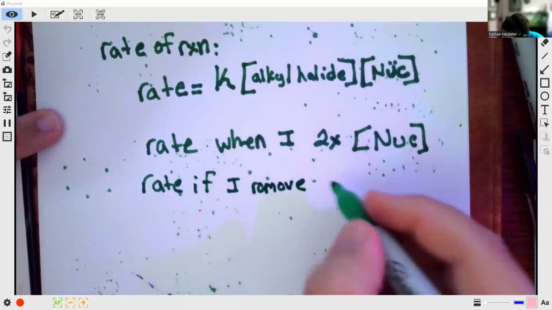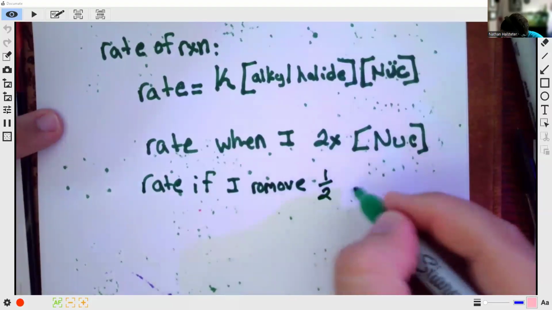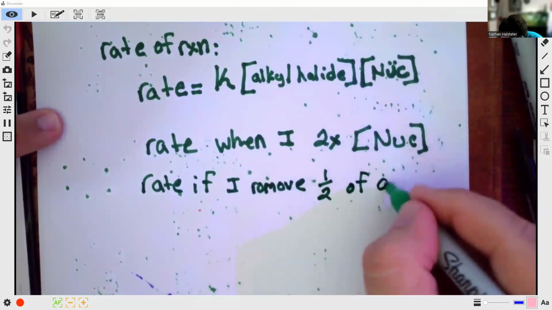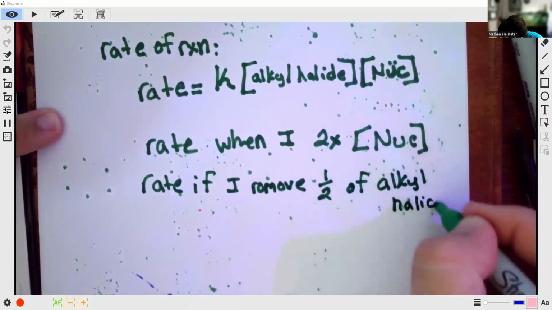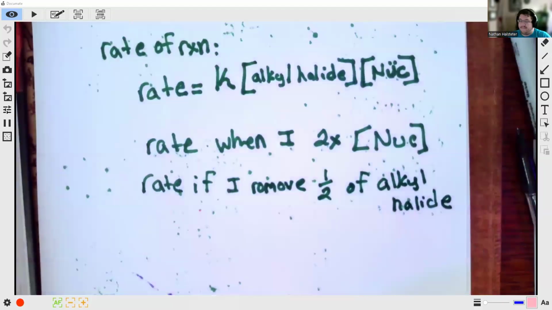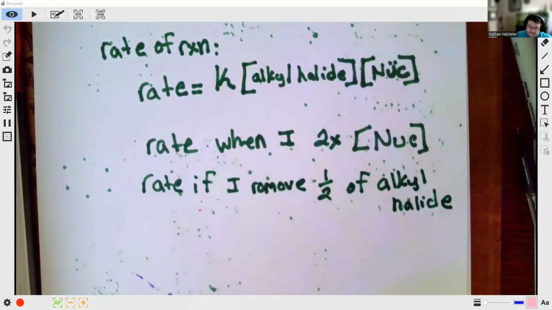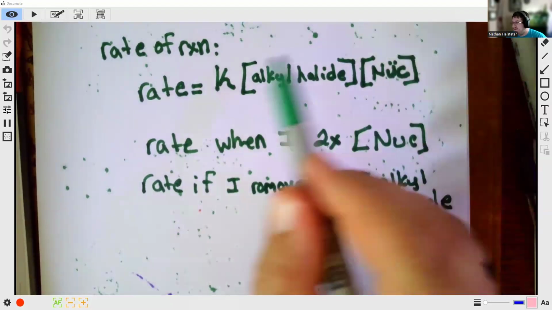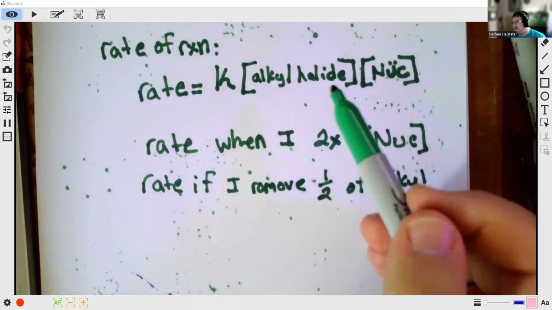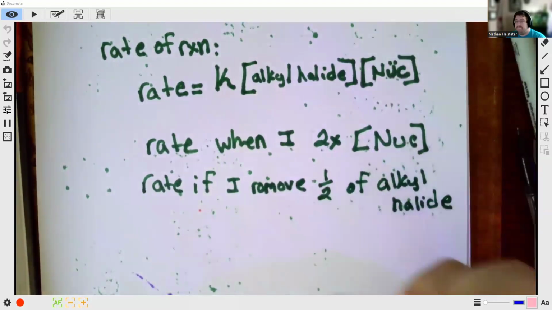I remove half of our alkyl halide. Take a second to think about it. Go ahead, pause. So if we remove half of the amount of alkyl halide, we're just dividing by 2. Everything else is multiplication. So we're just dividing the whole thing by 2, so the rate would halve. Relatively straightforward math, not too tricky.